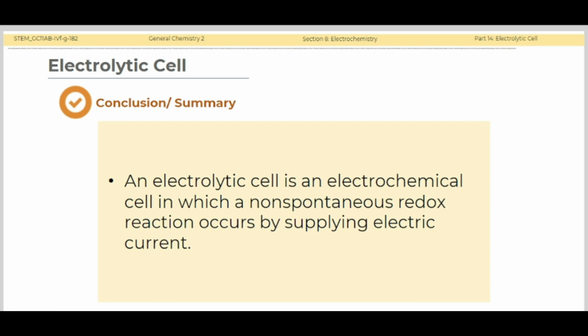To summarize, an electrolytic cell is an electrochemical cell in which a non-spontaneous redox reaction occurs by supplying electric current.